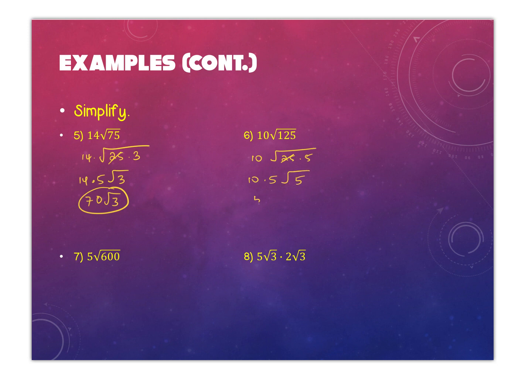Remember, outside numbers multiply with outside numbers. Roots stay inside with roots. And so 50 radical 5 is the final answer. When I get to 5 and 600, now this one I got to kind of break down.